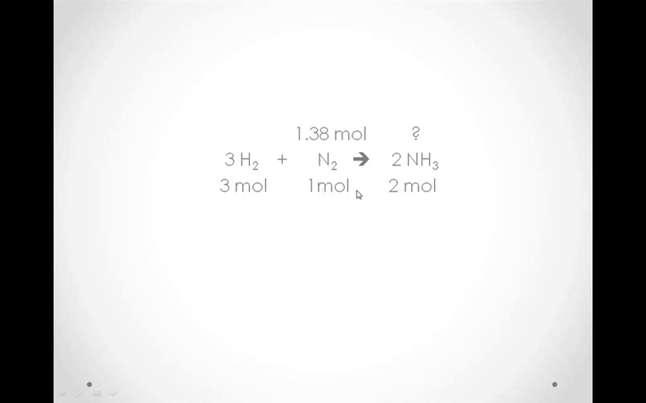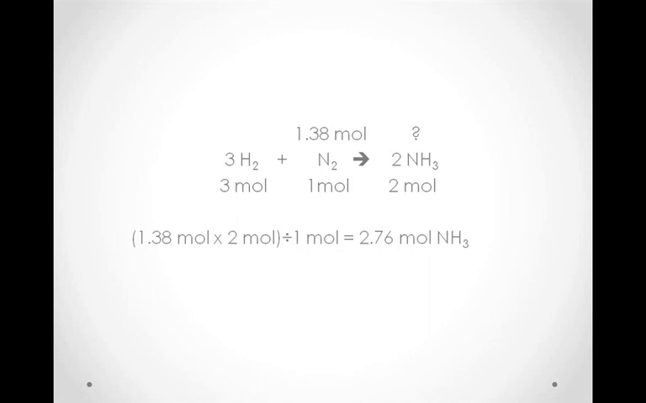And I'm going to say that you should be able to make a guess about this. If this is a 1 to 2 relationship, then the question mark here has to be 2 times 1.38. So I'm going to guess that it should be 2.76 moles. Let's find out. So we take the 1.38, multiply it times 2, divided by 1. Oh look, it comes out 2.76 moles of NH3.